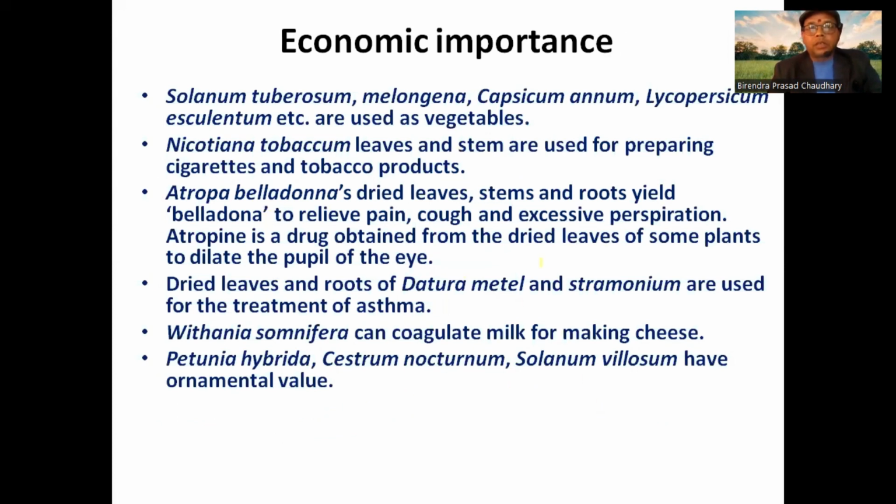Economic importance is also one of the important segments of this family. While we are describing the family, we have to write the economic importance too. Solanum tuberosum, Solanum melongena, Capsicum annuum, Lycopersicum esculentum, etc. These plants are used as vegetables. In the same way, Nicotiana tabacum, its leaves and stems are used for preparing cigarettes and tobacco products.